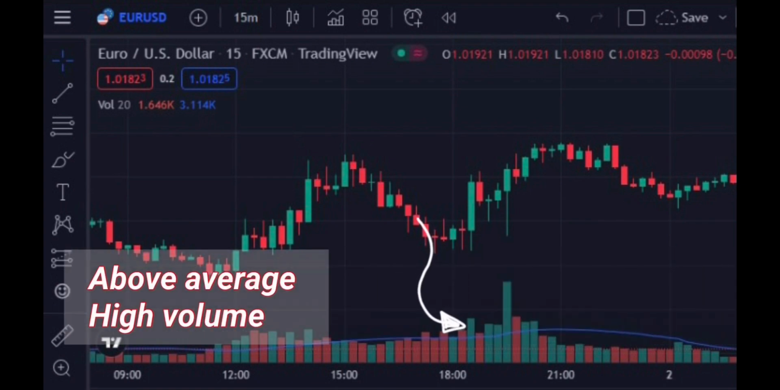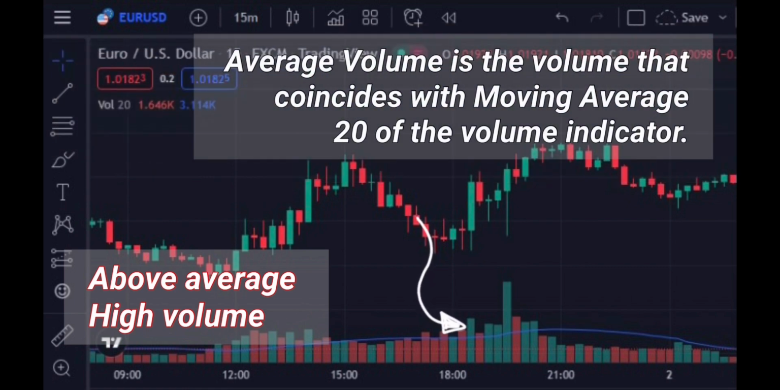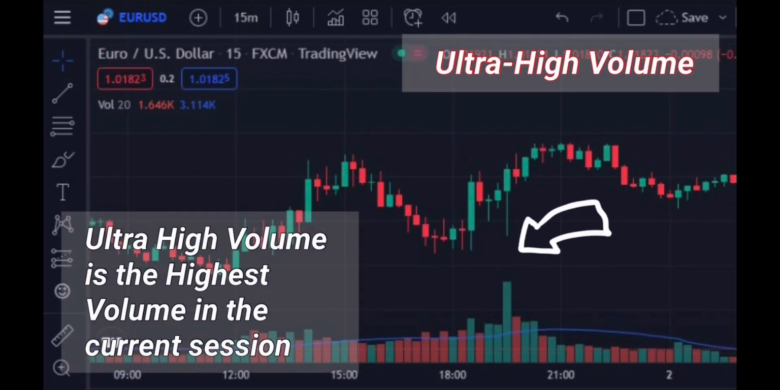Above average high volume is the highest volume in the current session, which is higher than the average volume. Average volume is the volume that coincides with the moving average 20 of the volume indicator. Ultra high volume is the highest volume in the current session. It is higher than the previous peak volume.